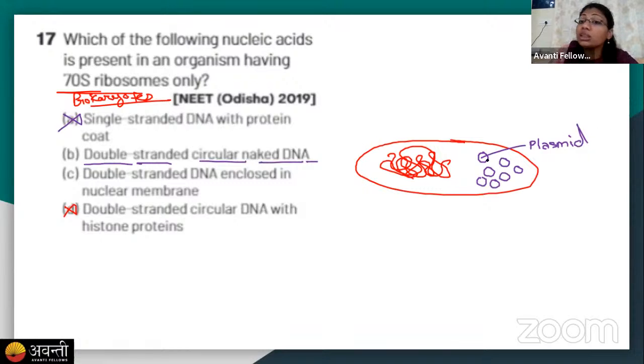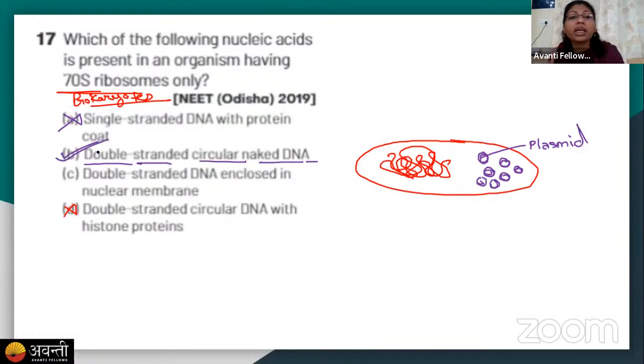Yes, we have the double-stranded circular naked DNA present, but it is not present in a chromosome. It is an extra-chromosomal DNA which is present in the cytoplasm. So option B is correct.